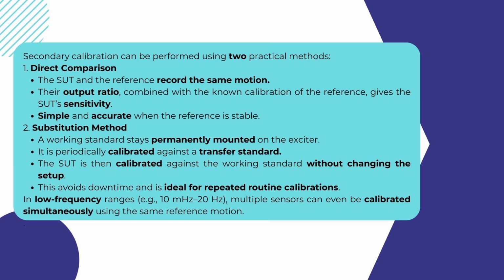It's considered more simple and accurate when the reference is stable. Second one is the substitution method. A working standard stays permanently mounted on the exciter. It is periodically calibrated against a transfer standard, and the SUT is then calibrated against the working standard without changing the setup. This avoids downtime and is ideal for repeated routine calibrations.